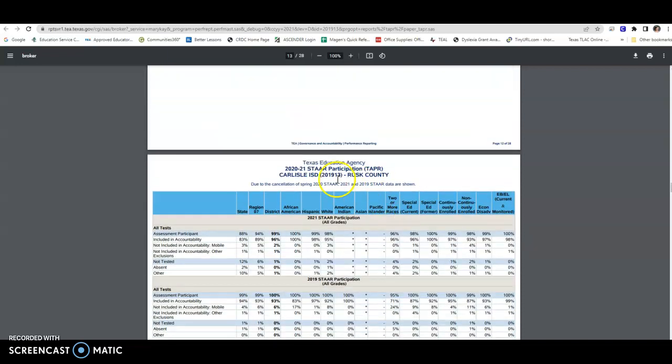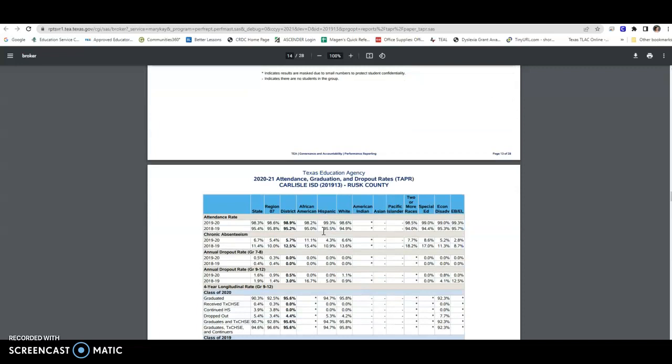The next section is the STAAR participation. This shows the percentage of enrolled students who participated in the STAAR. So this is your denominator for your computations. Questions to consider: are our students showing up for tests? Do we see any trends?